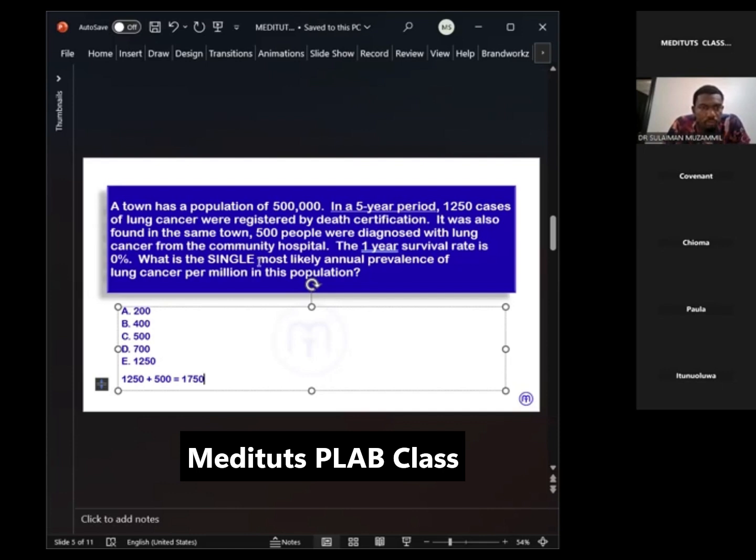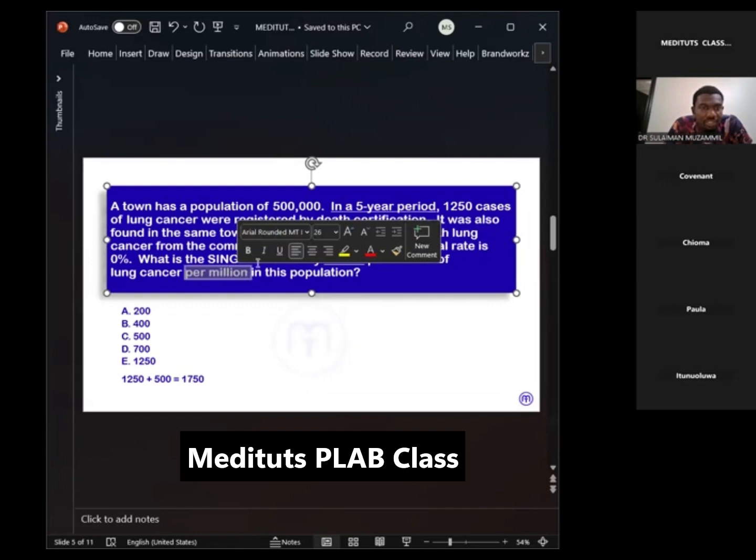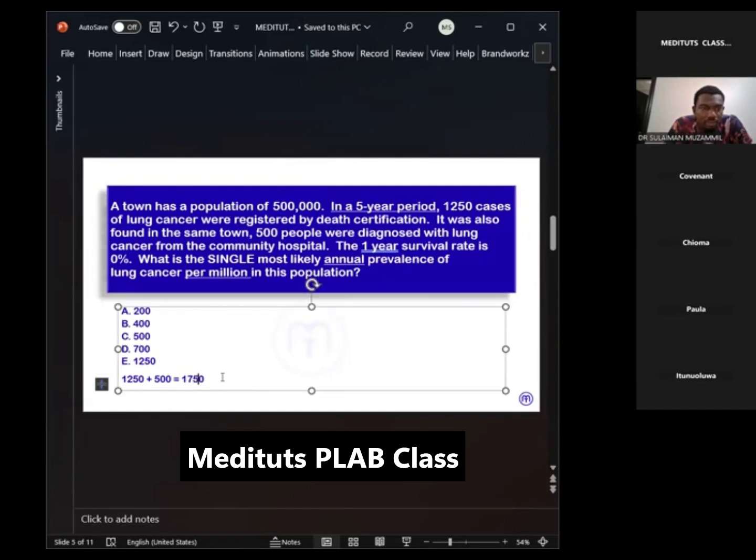What is the single most likely? The issues now arise with this word, annual prevalence. So we want the annual prevalence of lung cancer. Then the second issue is per million in this population. So now we have a 5-year number, that is 1,750. How do we find the annual prevalence on this number? Dr. Paula.